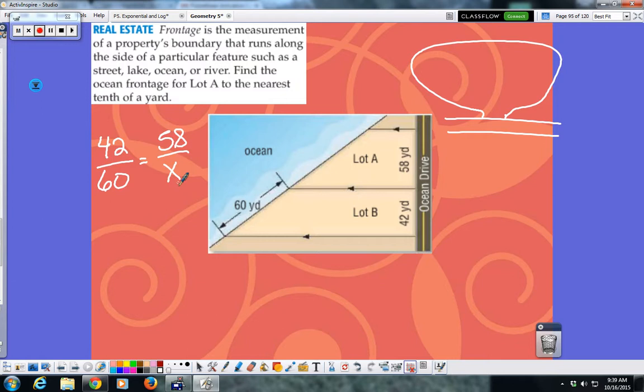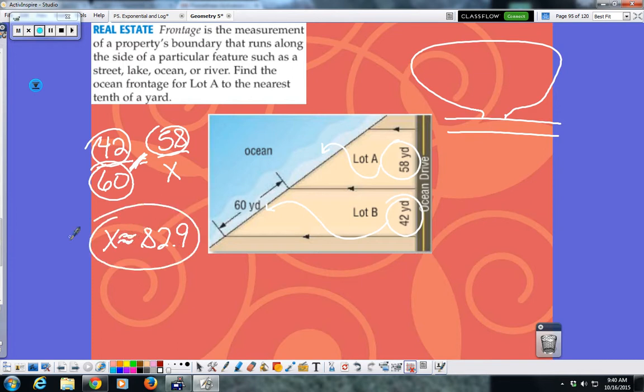You don't have to do it like this. If you want to use scale factors, that's fine too. You can figure out 42 times what number gives me 60 and use it as a scale factor, and then take that 58 and multiply it by the same number, and that would give you your frontage there. This is usually just the easiest way. Shortcut, multiply 60 and 58. Divide your answer by 42. Does anybody have X for me? 82.9. So X is about 82.9 yards of ocean frontage.